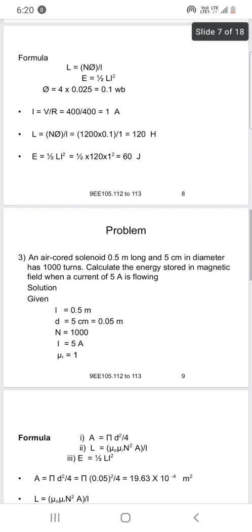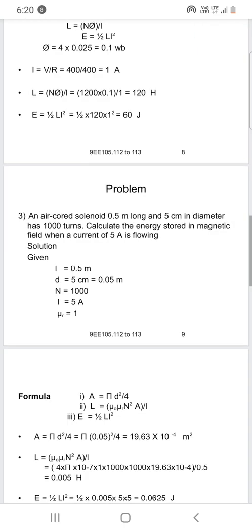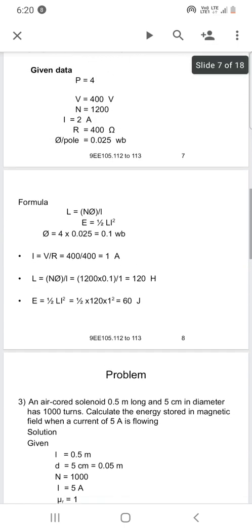Next, the energy stored in the magnetic field is half L I square, where L is the inductance of the motor. So that is half into 120 into 1 square, which is 60 joules. That is the energy stored in the magnetic field, equal to 60 joules. So this is the second problem.